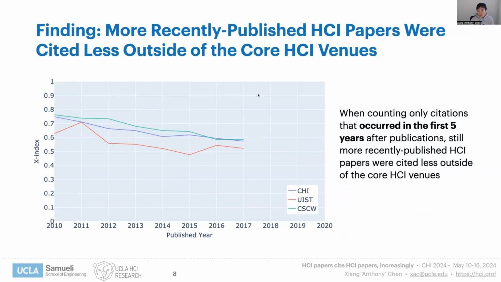Okay, taking that into consideration, we now only count citations that occurred in the first 5 years after publication, which inevitably gave us less data because our dataset was constructed in January 2023, so we only have information up to 2017 if we only consider the first 5 years after publication. But still, the trends shown in this graph remain pretty much the same as before. Still, more recently published HCI papers were cited less outside of the core HCI venues.